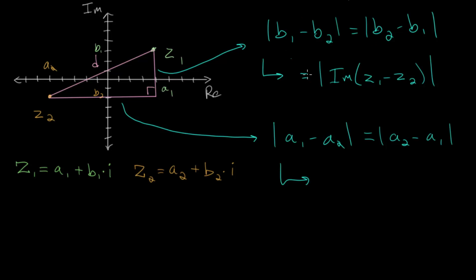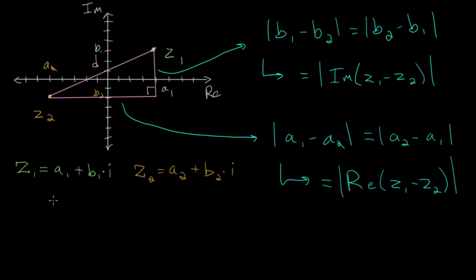And just like the vertical component, we can rewrite this as the absolute value of the difference between the real parts of the two complex numbers, z1 minus z2, though again, we can reverse this order if we want, where the real part of z1 is a1 and the real part of z2 is a2. So now that we know the lengths of these lines, we can use the Pythagorean theorem.